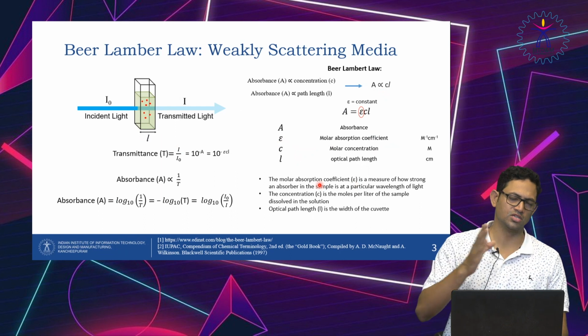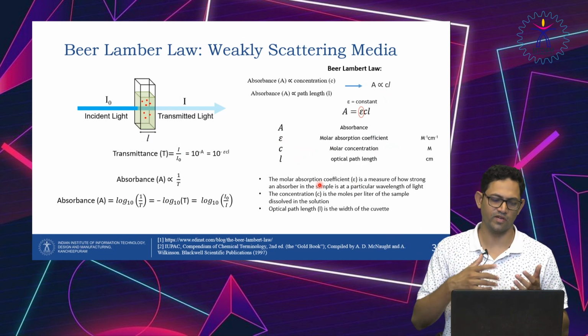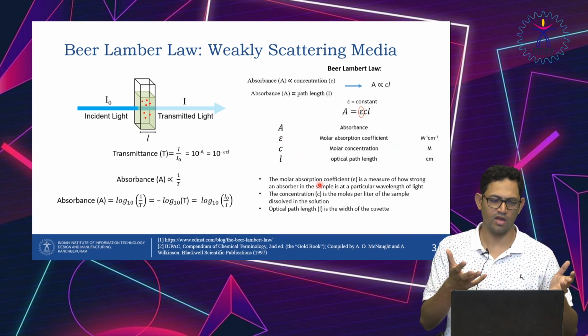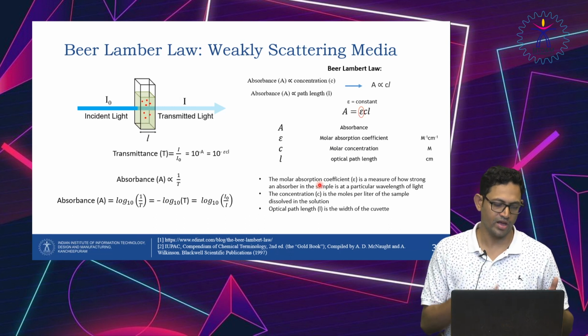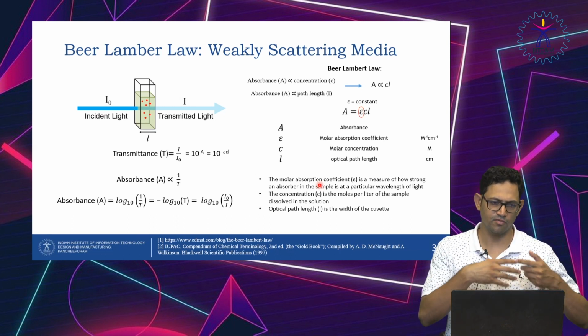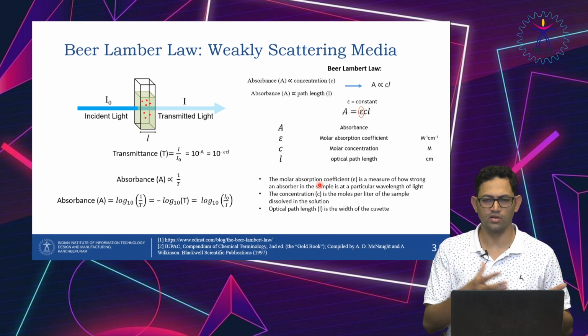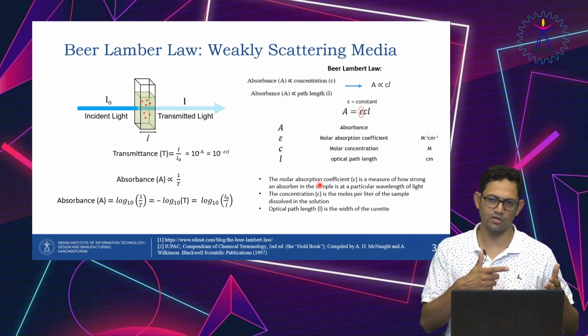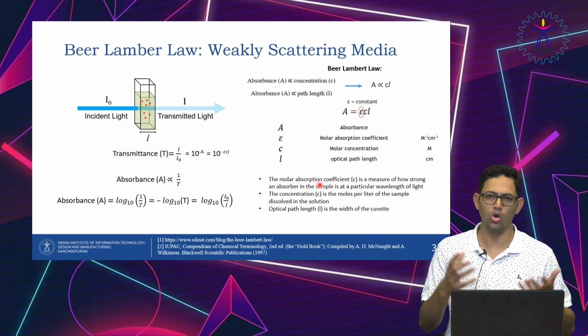So it's not a constant value along the wavelength. If I have a rhodamine 6G solution and I shine green light, it has a very high absorption at green light. But if I shine a red light, perhaps it would have a very low absorption coefficient.